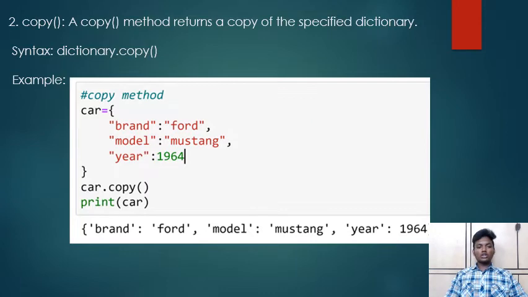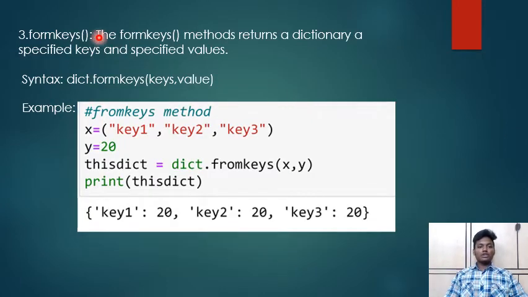Now we can go to the third one, fromkeys. The fromkeys method returns a dictionary with specified keys and specified values, and the syntax is dict dot fromkeys, and in the brackets we give the keys and values to return.